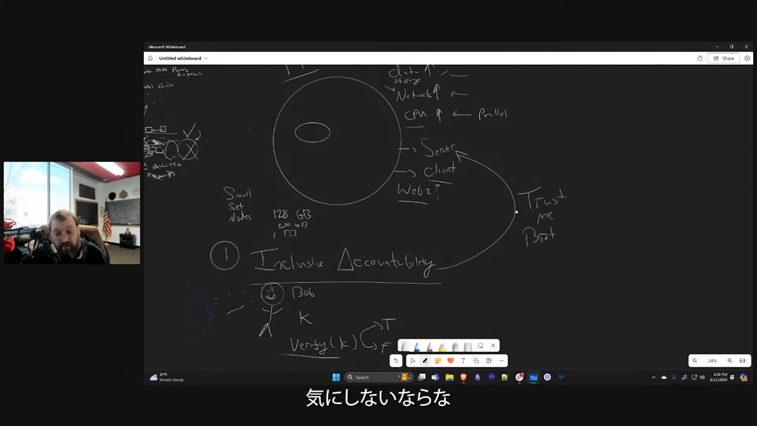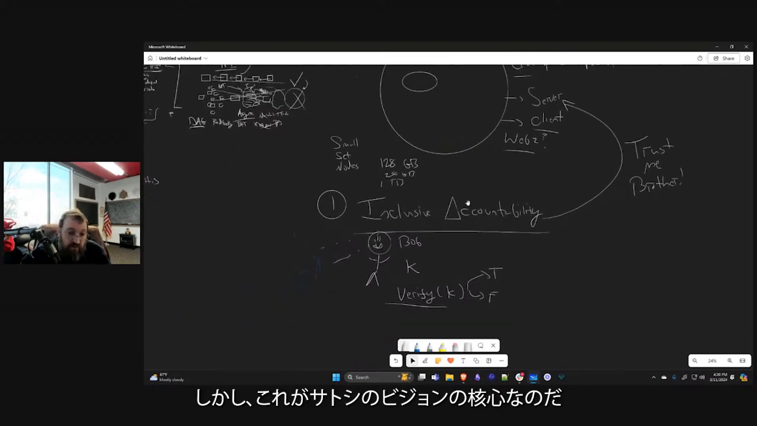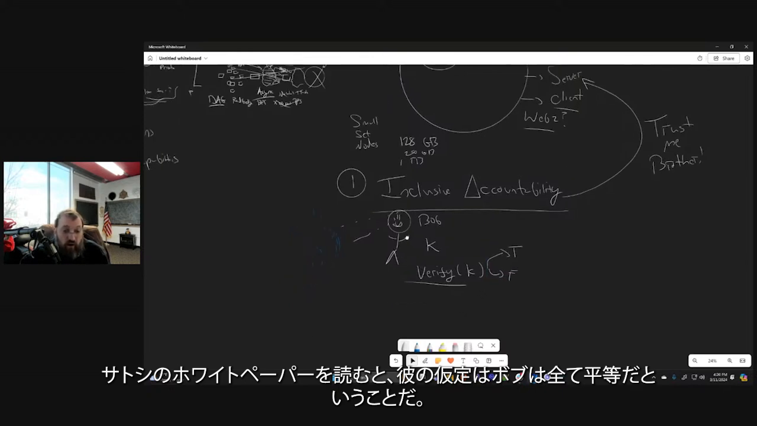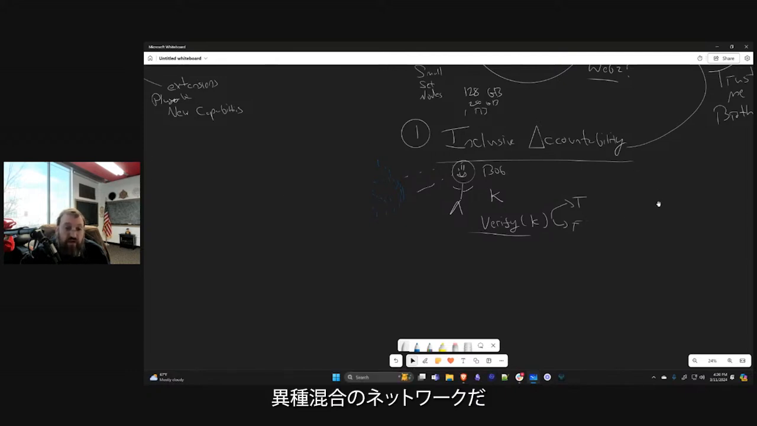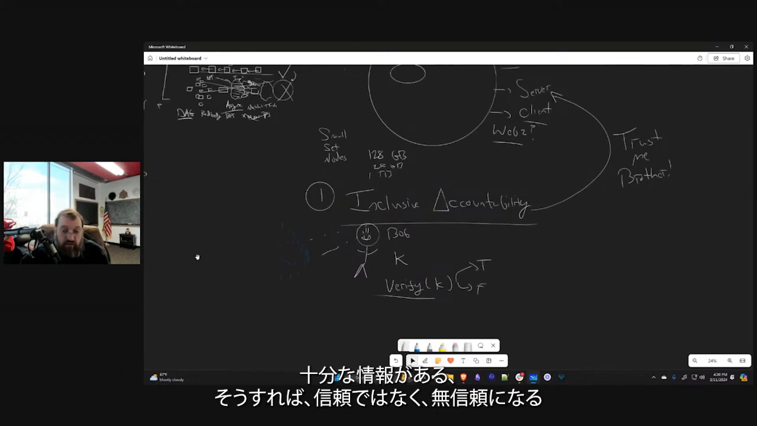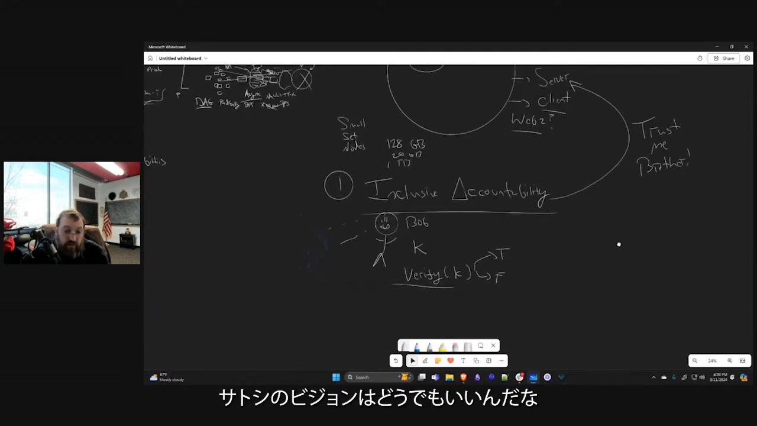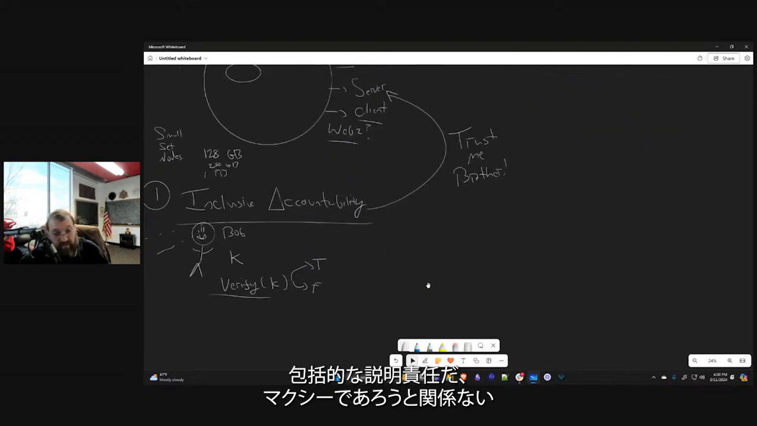Now, if you don't care about this, if you don't think this is important, okay, but this is the crux of Satoshi's vision. If you read the Satoshi white paper, his assumption was all Bobs are equal. Every Bob is running a full node, and they're all transmitting and communicating with each other. It's a heterogeneous network. You can always check what you get. You have enough information, and so it's trustless instead of trust me, bro. Okay, so you don't care about Satoshi's vision if you don't care about inclusive accountability. Doesn't matter if you're a maxi or not.